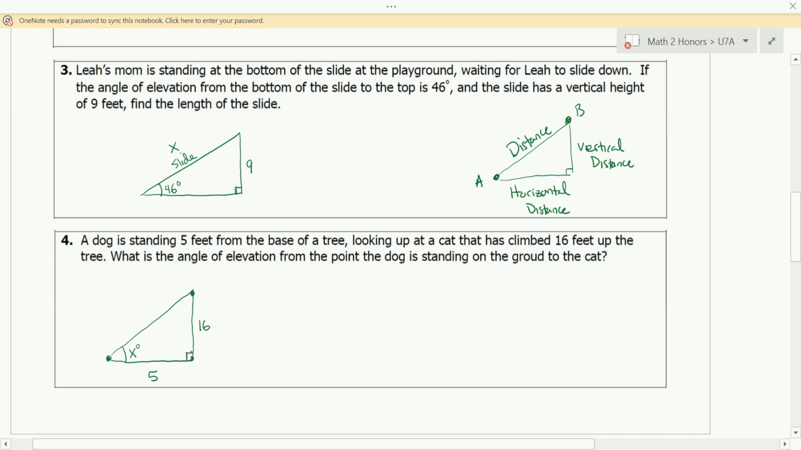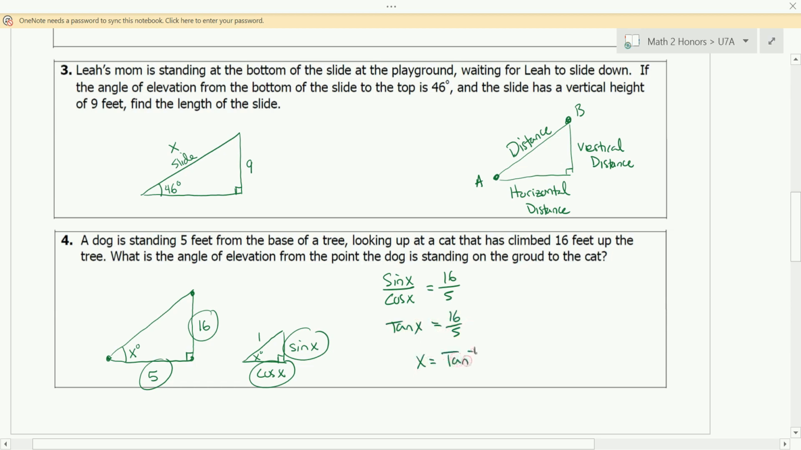Okay. I need to solve for x, so I'm going to draw a similar triangle, a scaled down version with a hypotenuse of 1. Same angle measurements. So this is the sine of x, and this is the cosine of x. And we're working with 16 and 5, and they correspond to sine and cosine. So I'm going to use tangent. So set it up, sine over cosine would be 16 over 5. So that's tangent is 16 over 5. And because I'm solving for the angle, I'm going to have to use the inverse.